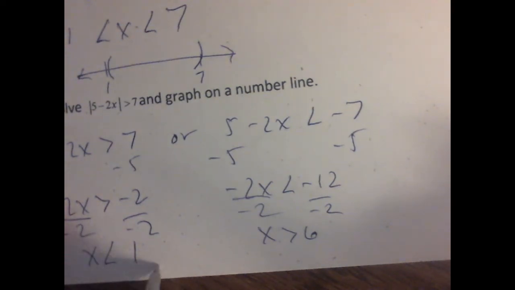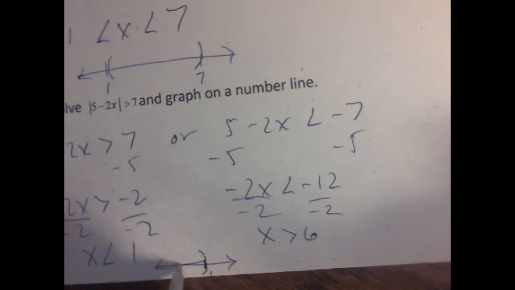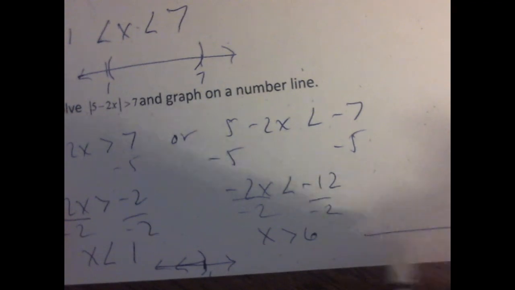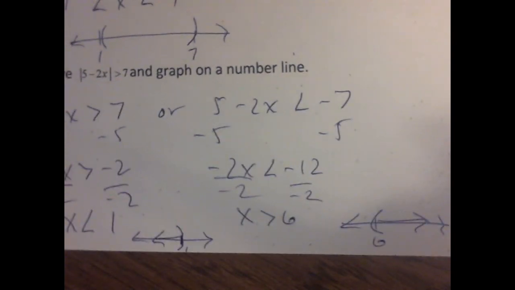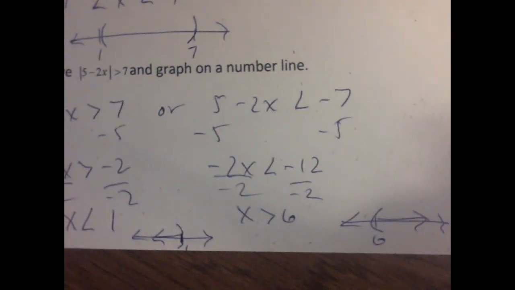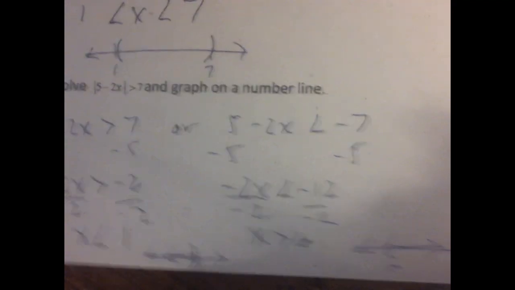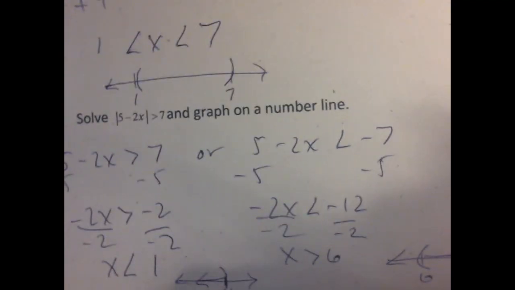So to graph the x less than 1 on a number line, I go to 1, do my parentheses, arrow left, x bigger than 6, do my parentheses, arrow to the right. Okay, so that's solving your inequalities and your absolute value inequalities. We will do more in class, but that's pretty much the gist of it.